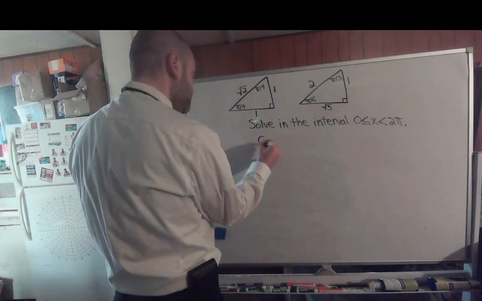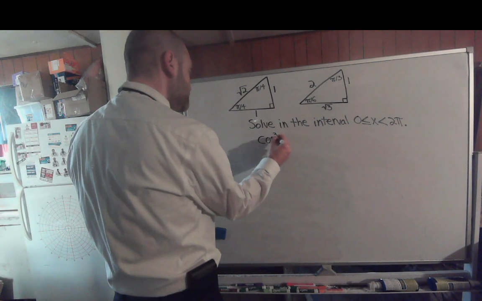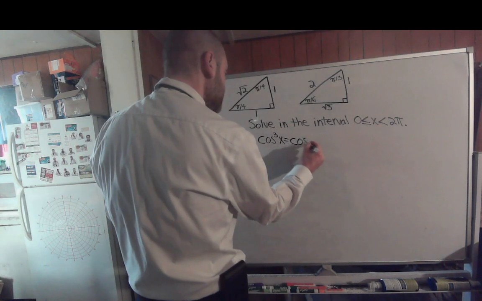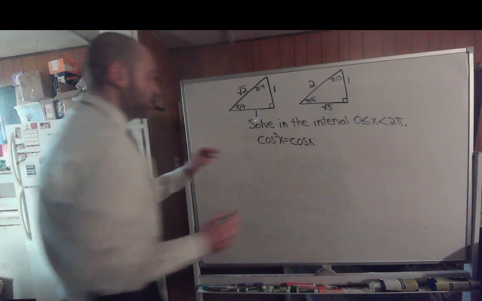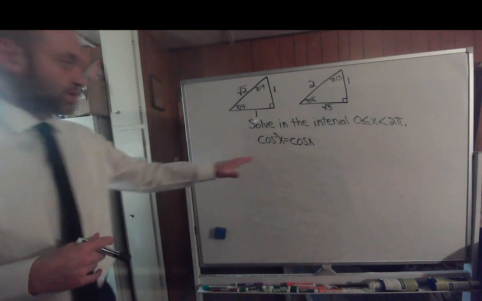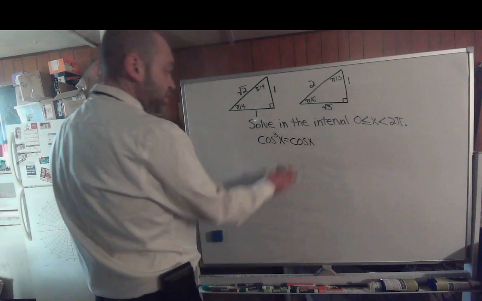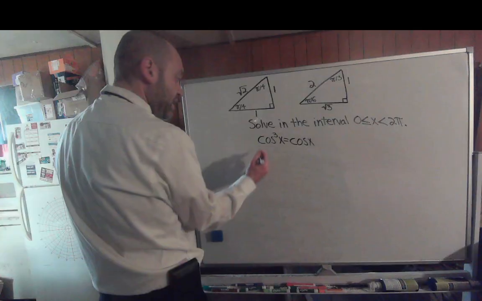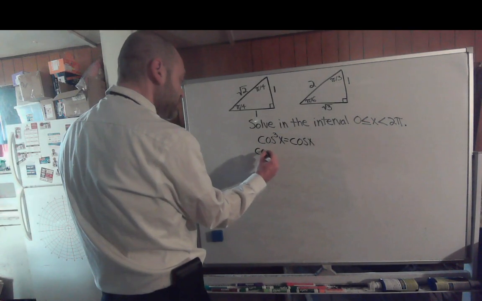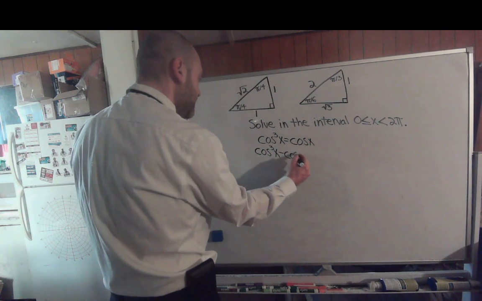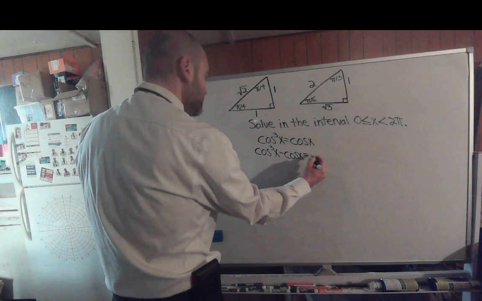We have the cosine cubed of x equal to the cosine of x. So the cosine cubed of x equals the cosine of x. Well, let's get all the cosines on one side. Let's make the right-hand side equal to 0. So that would give you the cosine cubed of x minus the cosine of x is equal to 0.